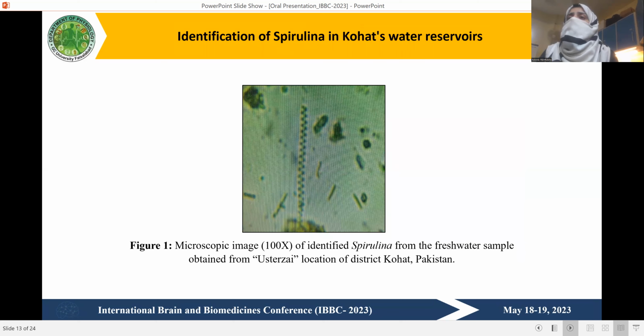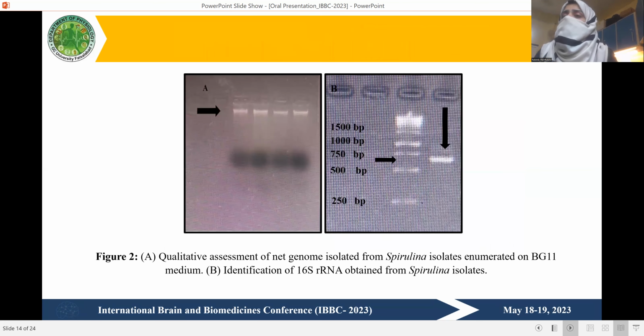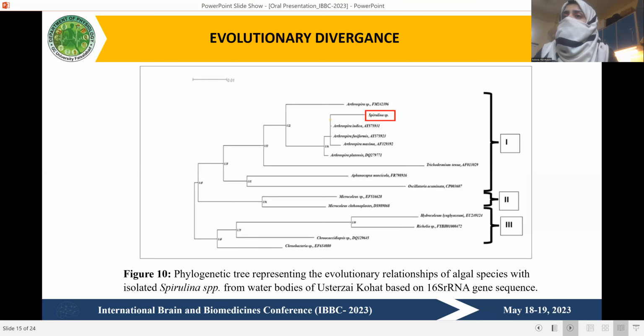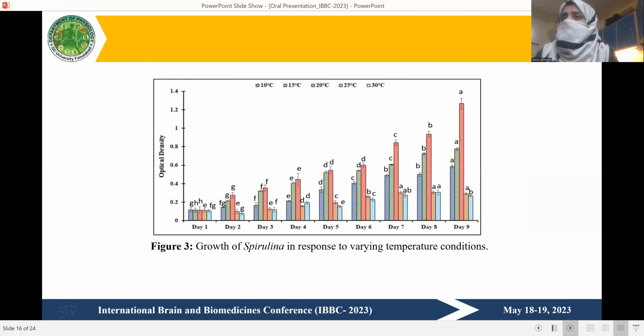Here is a microscopic picture of spirulina species. Here are the results of DNA isolation and PCR product amplification. This is the phylogenetic tree for spirulina species. Here are the growth optimization results.